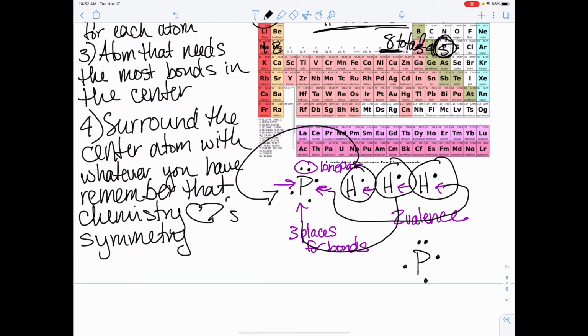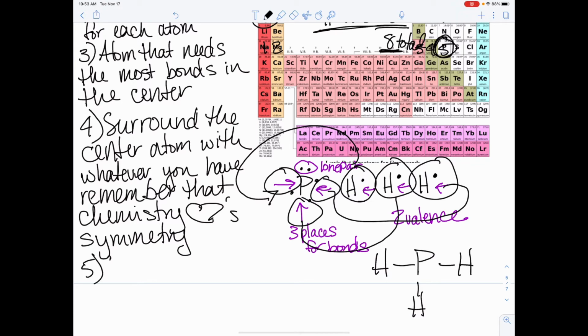Okay, so you're going to take your phosphorus and, instead of drawing a Lewis dot diagram for it, sometimes it's a good idea to just draw what we call a skeleton. You put the atom that has the most outlets in the center. Phosphorus has 3 places for bonds, so we're going to put phosphorus in the middle, and then connect it to the hydrogens with single bonds.